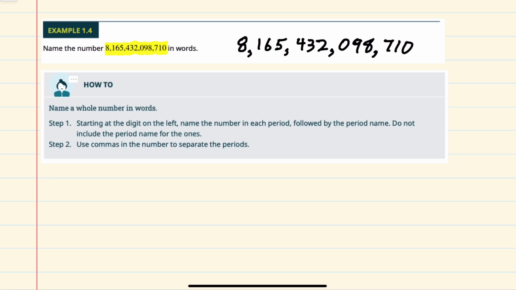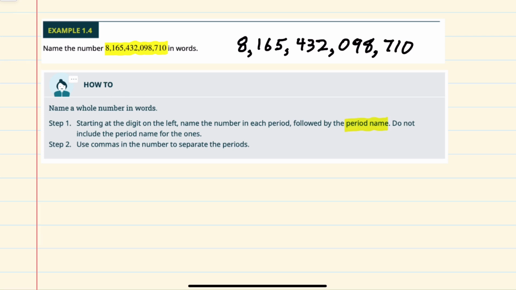It says in step 1, we should start with the digit on the left, name the number and the period, followed by the period name. Do not include the period name for the ones. So before continuing here, we will need to know each of the period names.